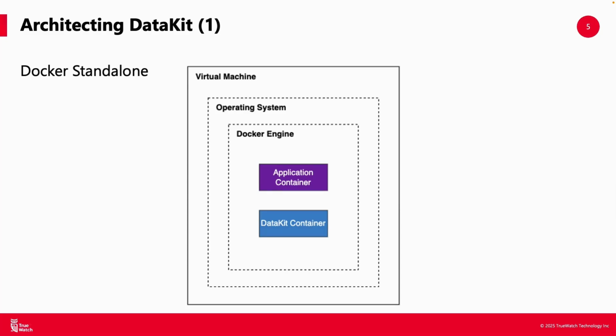Now, let's take a look at how DataKit can be deployed. In a standalone Docker setup, DataKit runs as a single container on the host. It collects data from other containers through the Docker socket and shared file paths. This setup is lightweight, easy to manage, and great for development or edge environments.